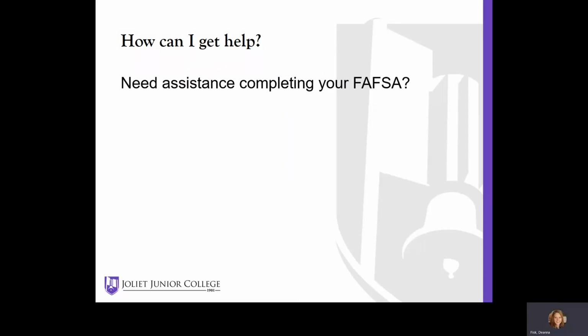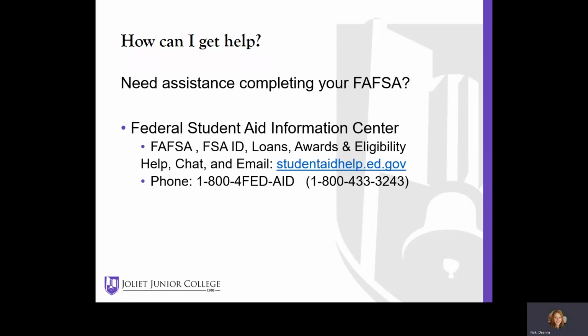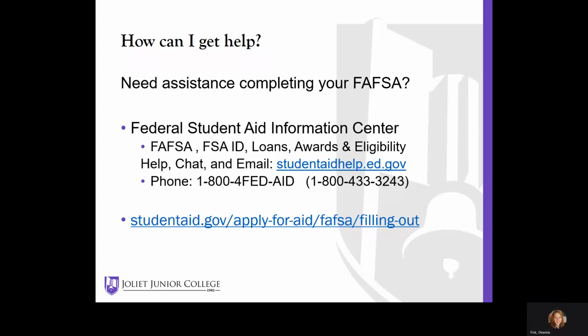If you need assistance completing your FAFSA, there are a lot of resources available. The Federal Student Aid Information Center has great information on their website for FAFSA, FSA ID, loans, awards, and eligibility. Their website is studentaidhelp.gov. fafsa.ed.gov, and they have a help chat feature and email available. You can also call them at 1-800-4FED-AID. And this website has great information on starting the FAFSA process. I recommend that you pause the video now to jot this website down.